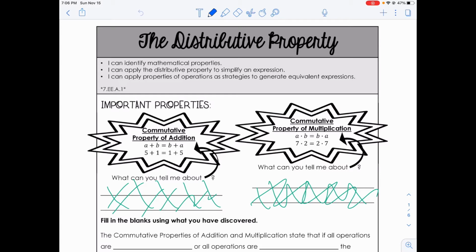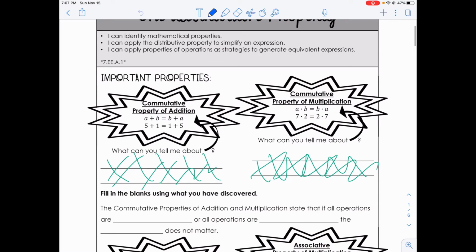All right, today we're going to start lesson 2 of unit 3, and it's going to be over the distributive property. First, we have to talk about some other math properties that are important in math. The first one we're going to talk about is the commutative property. There is a commutative property of addition and a commutative property of multiplication.